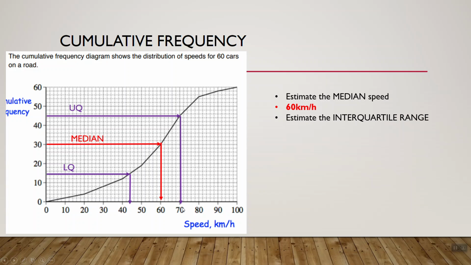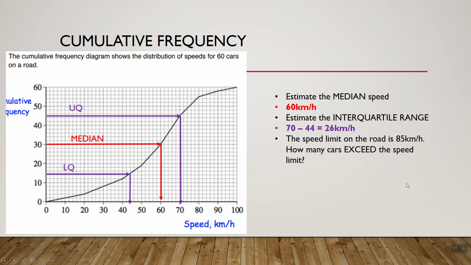I read across and down. And you need to do this as accurately as you can. And as I've told you in class, you want to be drawing these on your graph so that the examiner can see you're doing the right thing. So the upper quartile is 70. The interquartile range is going to be the difference between 70 and 44, which is 26 kilometers per hour.